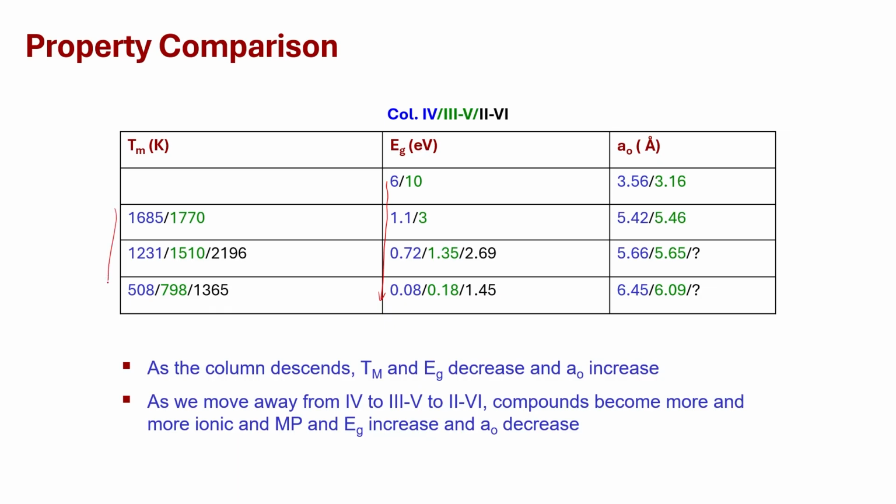Similarly, the melting point has also dropped significantly and the lattice parameter has increased significantly because atoms become bigger and have many more electrons. As a result, there is more repulsion between the atoms.